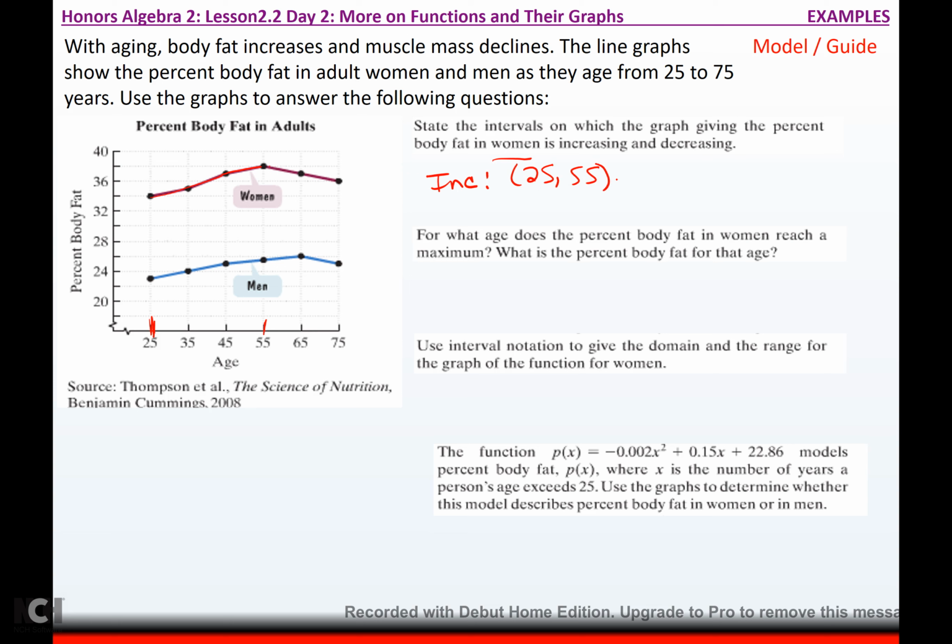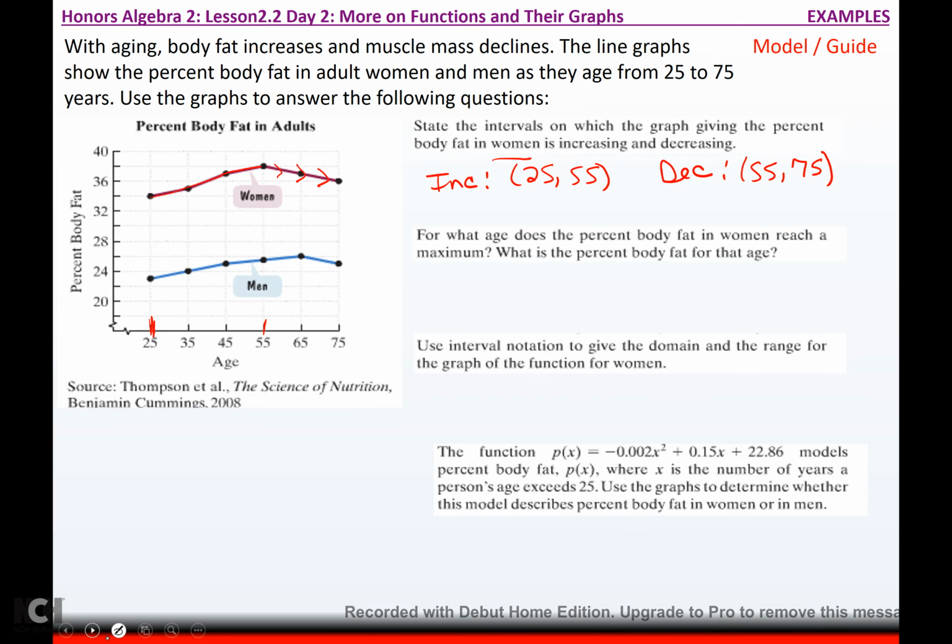I'm still getting fatter. Great. Sorry, I'm getting depressed. Decreasing interval, then it starts coming back down. So from 55 to 75, apparently I'll get less fat. I'll let you know. I'm not even 55 yet, so I'm still getting fatter. Golly, this is depressing. Sorry.